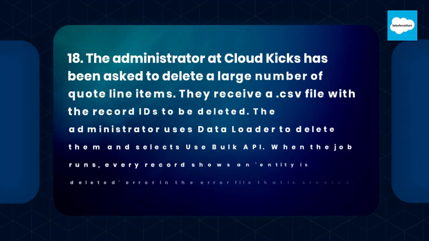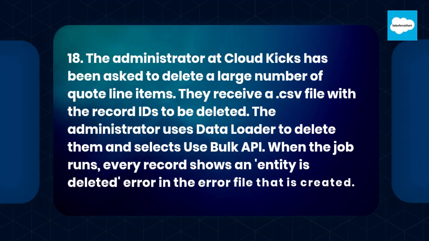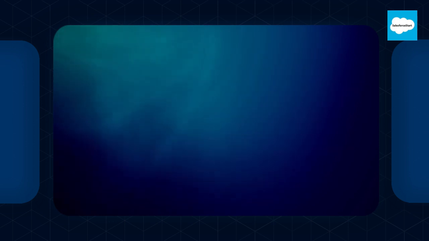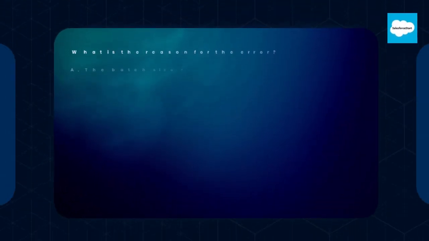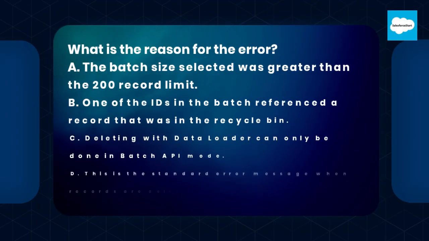18. The administrator at CloudKix has been asked to delete a large number of quote line items. They receive a CSV file with the record IDs to be deleted. The administrator uses Data Loader to delete them and selects Use Bulk API. When the job runs, every record shows an entity is deleted error in the error file that is created. What is the reason for the error?